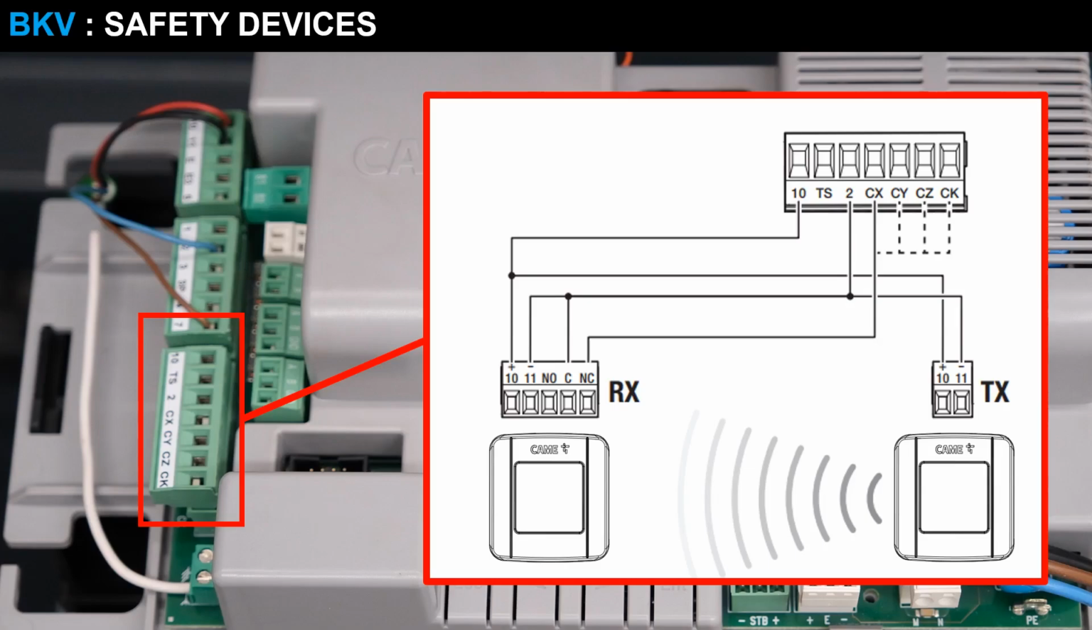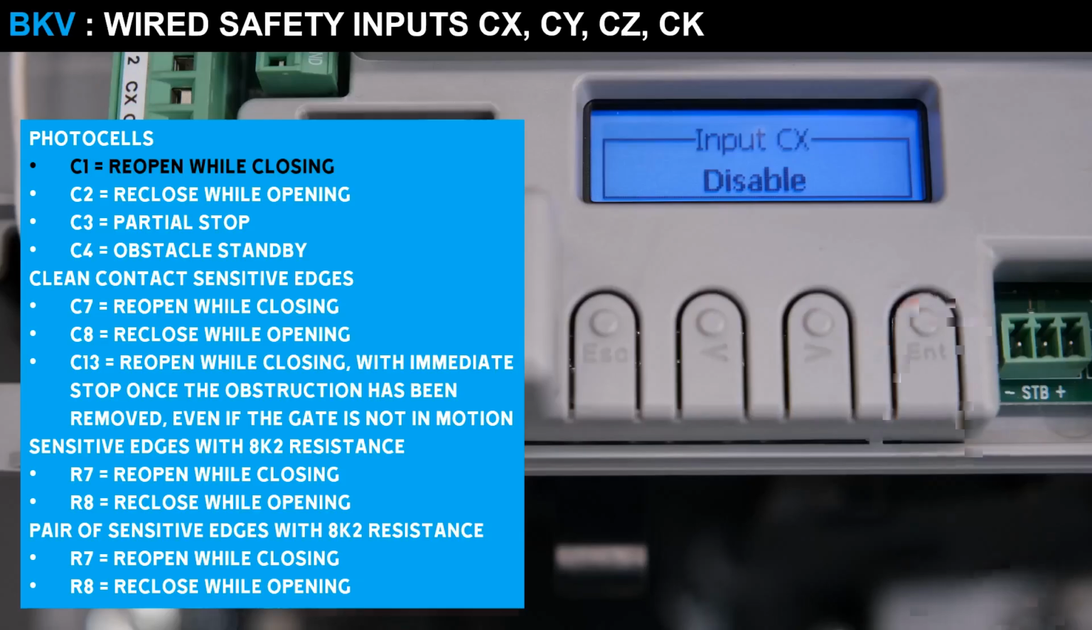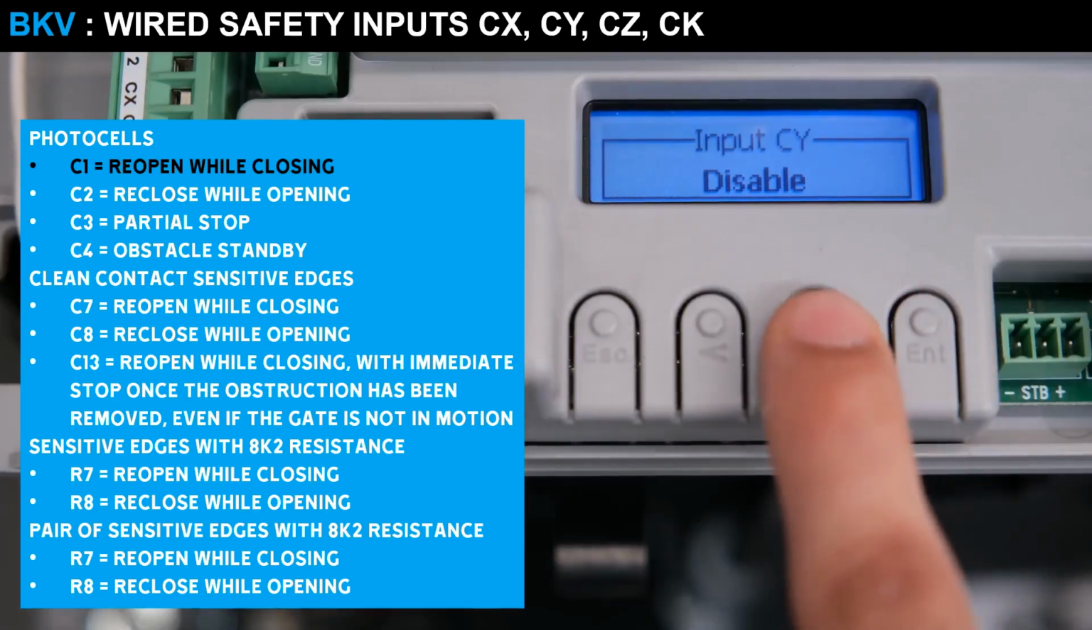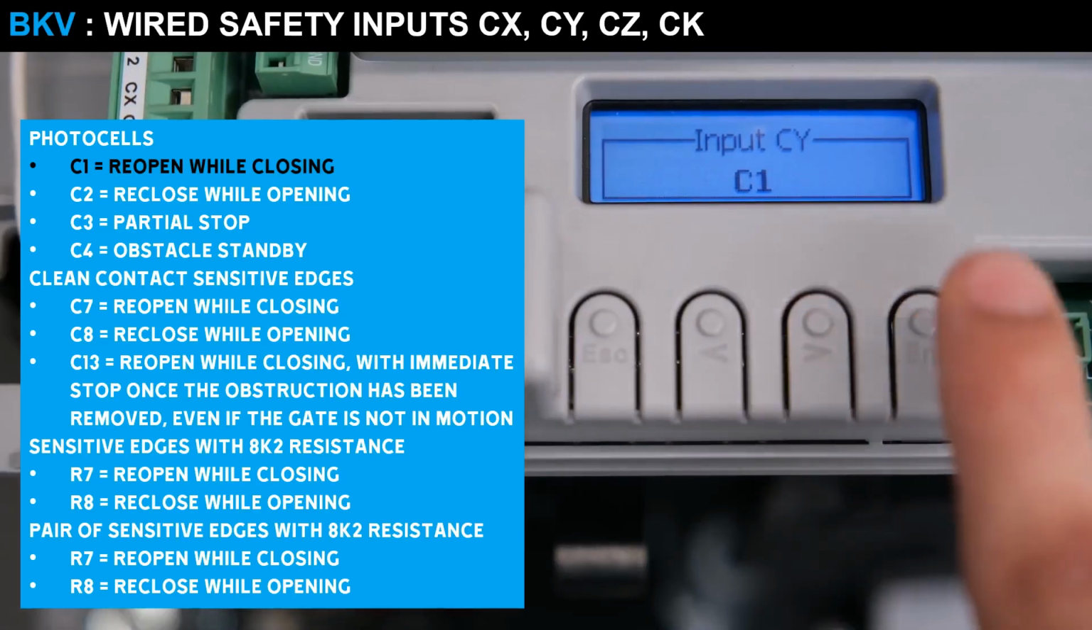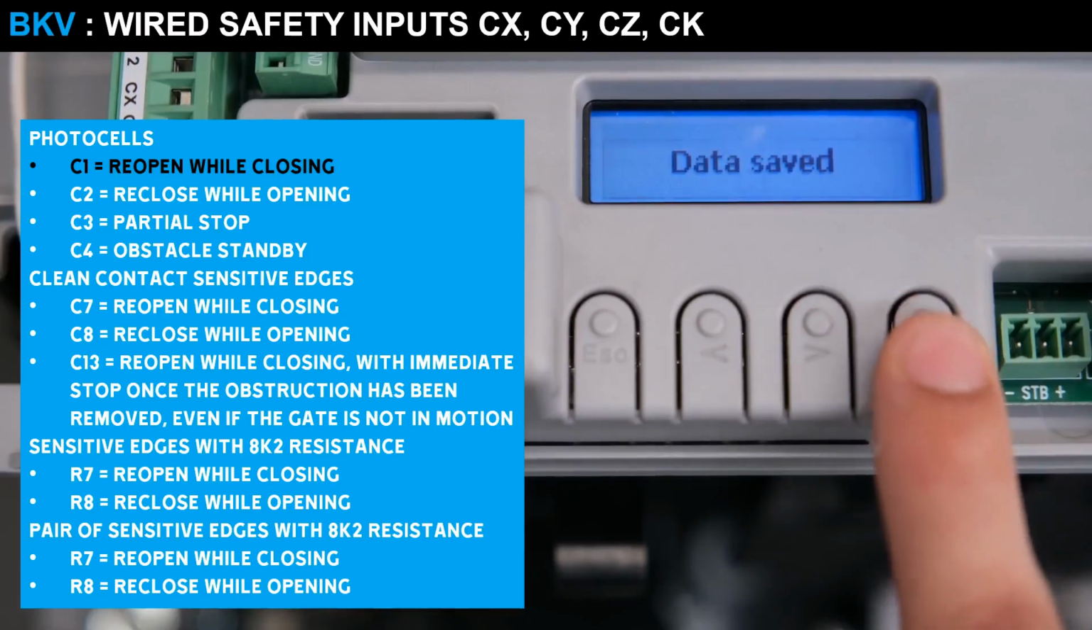The BKV has a terminal block dedicated to wired safety devices with 4 input terminals, to connect photocells, and clean or resistive contact sensitive edges. The wizard asks us to set the first safety input CX, choosing between specific functions for photocells and sensitive edges in case of obstacle detection. In our case we will set the pair of photocells in C-1, i.e. gate reopening in case of obstacle detection during closing.